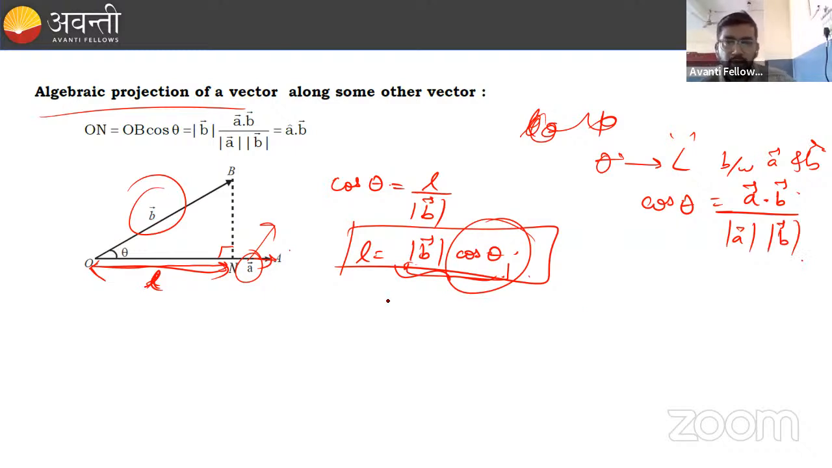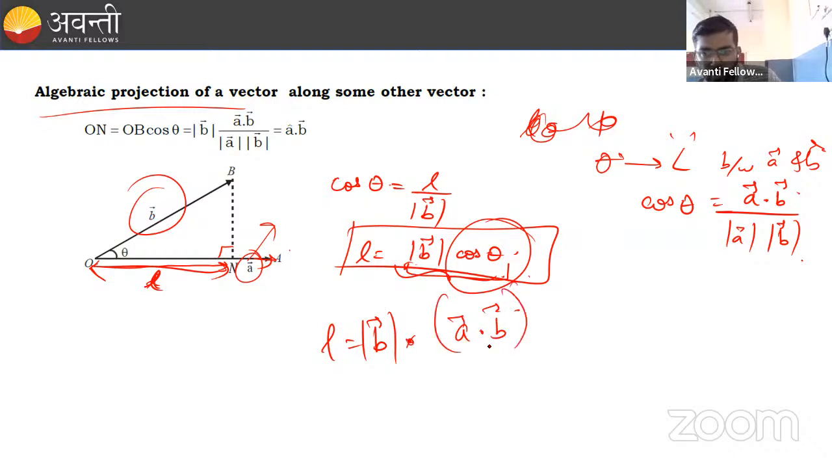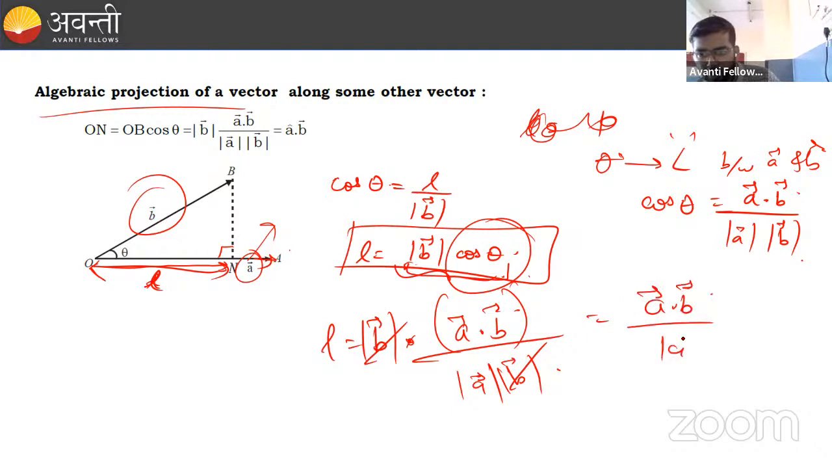So what we can do here is, L will become mod of B bar into cos theta. Cos theta we can write as A bar dot B bar upon mod of A bar into mod of B bar. So B bar gets cancelled. So this becomes A bar dot B bar upon mod of A bar.